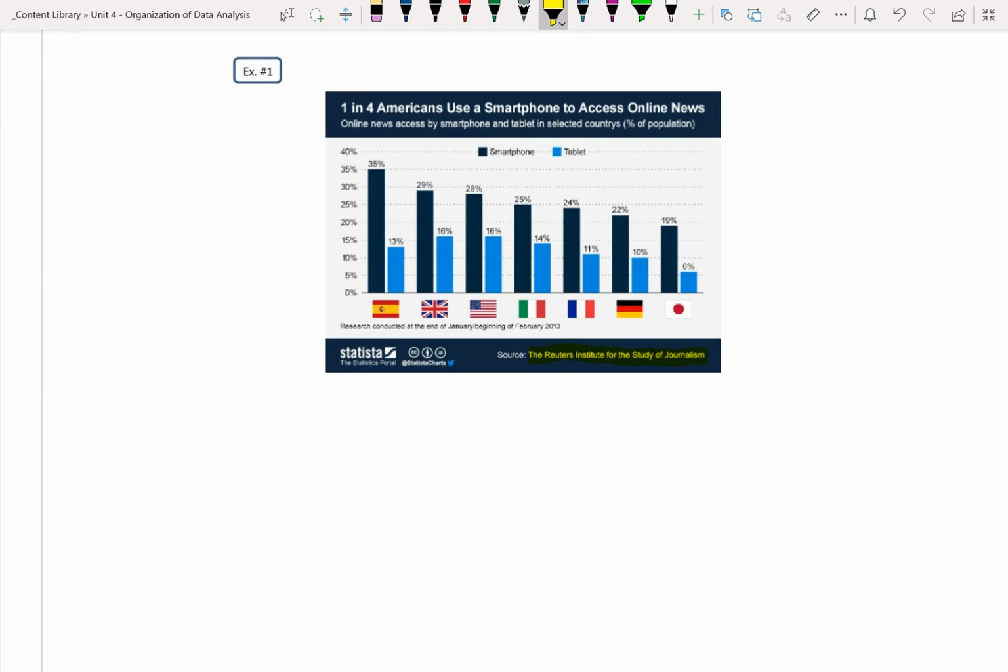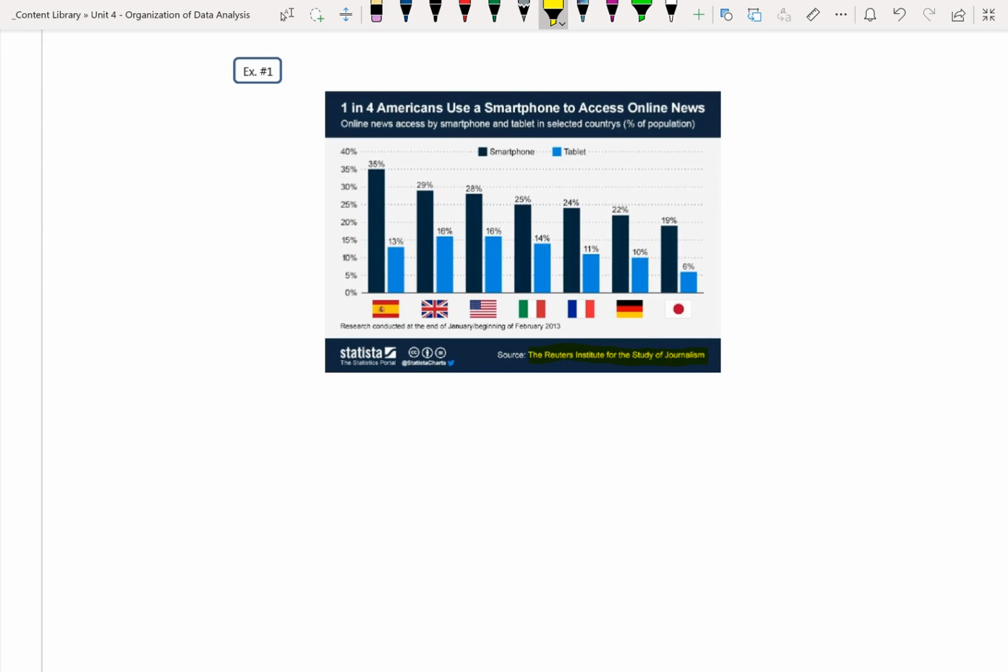If you look at the scales, they tend to be going up from 0 by 5, so we are seeing the full view of everything. The bars seem to be accurate. What we're looking for is 1 in 4 Americans use a smartphone to access online news. So we're looking at different countries. We see a percentage, but we don't really know what that is, or sorry, it says percent of population. Okay, 1 in 4, 28%, you could argue is close to 25. So yeah, that would be 1 in 4.